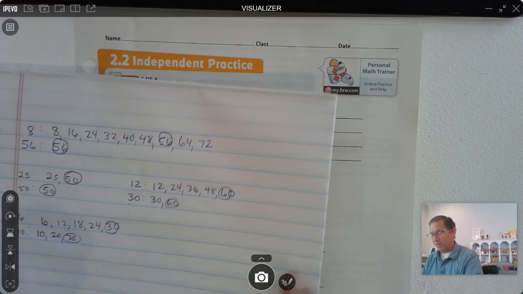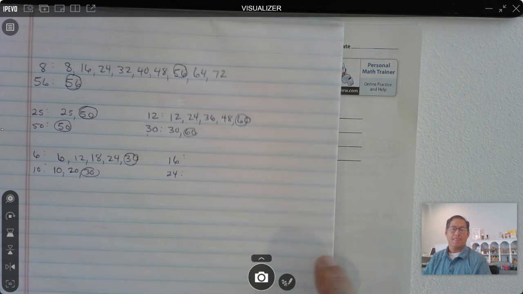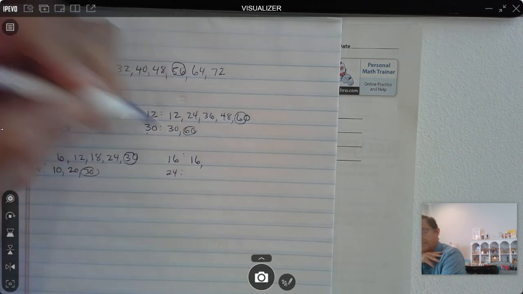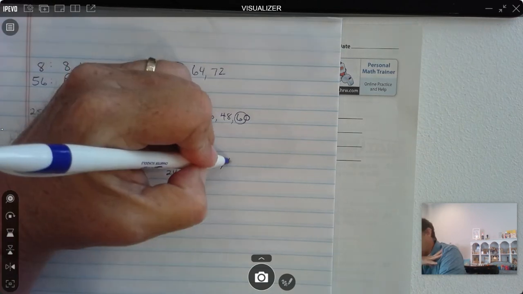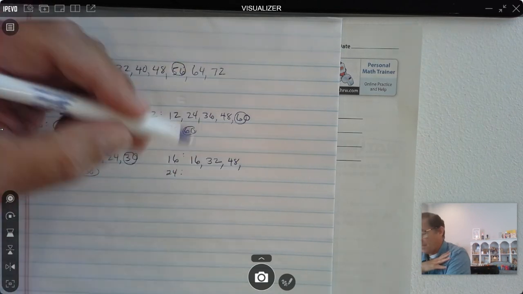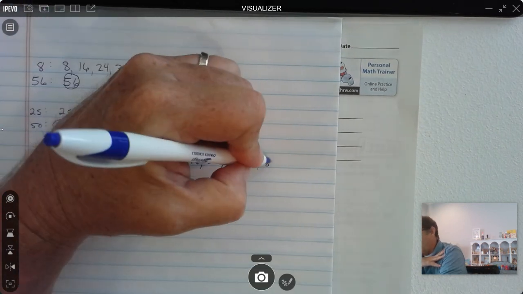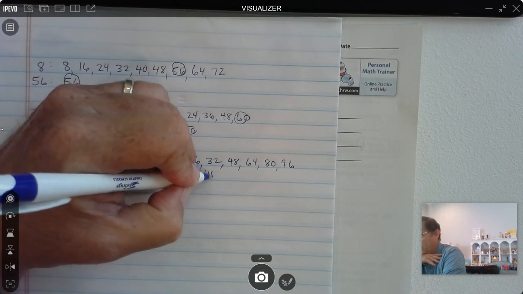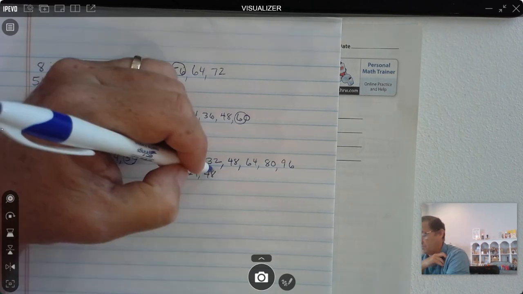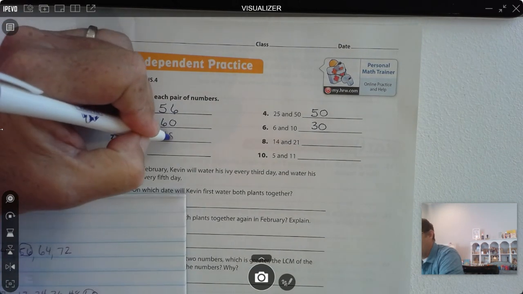All right, 16 and 24. So 16 plus 16 is 32. 32 plus 16 is 48. 48 plus 16 is 64. 64 plus 16 is 80. And then 96. Let's see, 24. 24 plus 24 is 48. Do I need to go any further? No, 48 is in common. It's the smallest multiple that is in common.